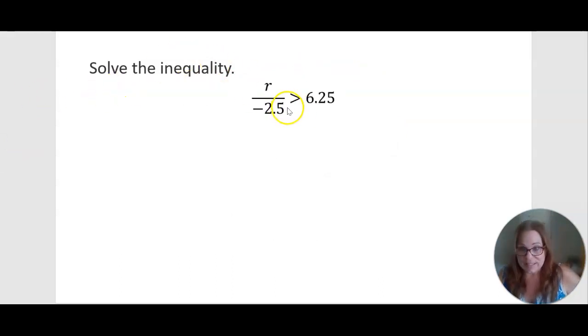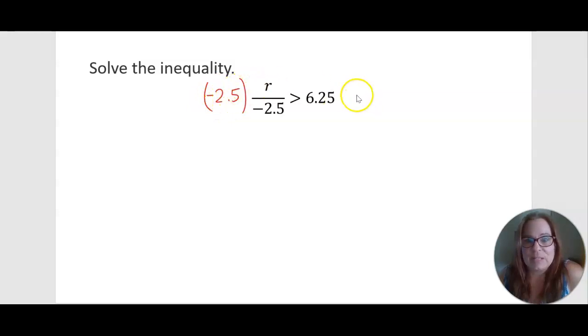All right. So again, I'm going to start all of these the same way. Look at the operation that's being done to the variable and do the opposite, right? So the r is being divided by negative 2.5. So the opposite operation would be multiply by negative 2.5. I'm going to do that on both sides. This is going to equal 1, because any number divided by itself equals 1. And I get just an r.